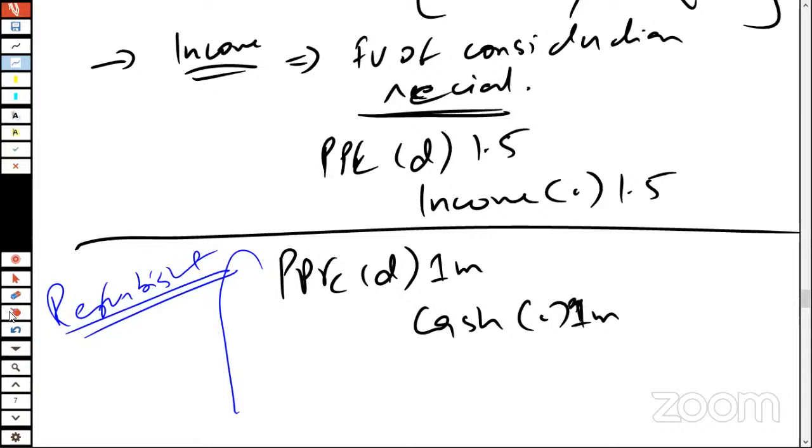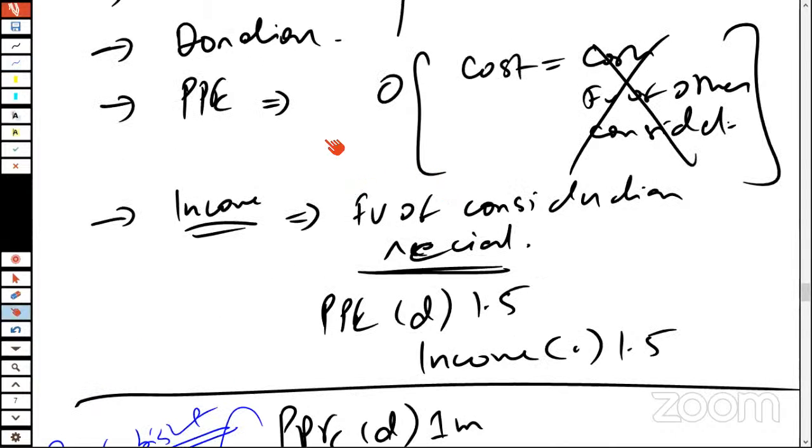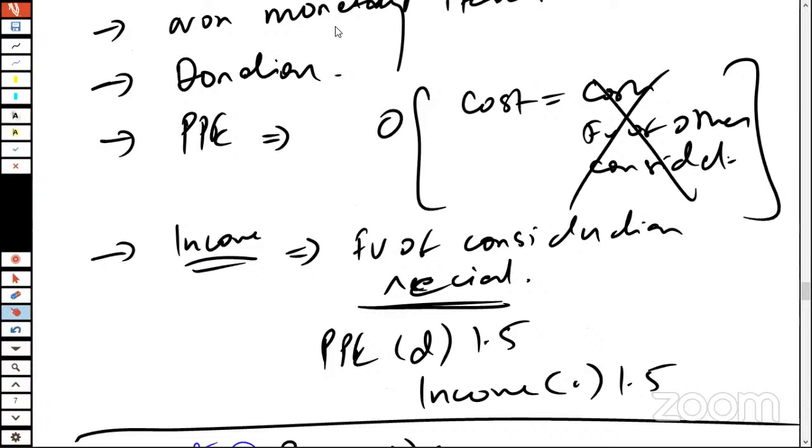Let me know what is the definition. At what amount do you recognize PPE? You recognize PPE at cost. And what is the definition of the cost? Cost is the cash or cash equivalents paid or the fair value of other consideration paid. So we have not paid any consideration. We have not paid any cash. So the cost is zero.